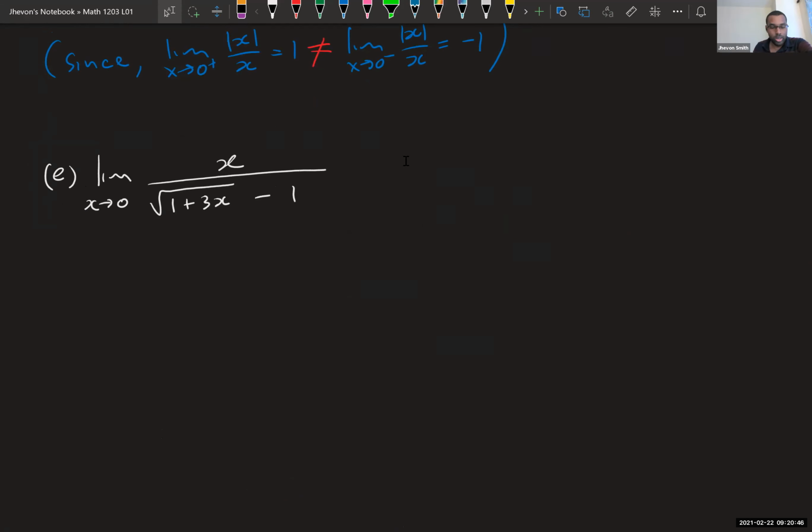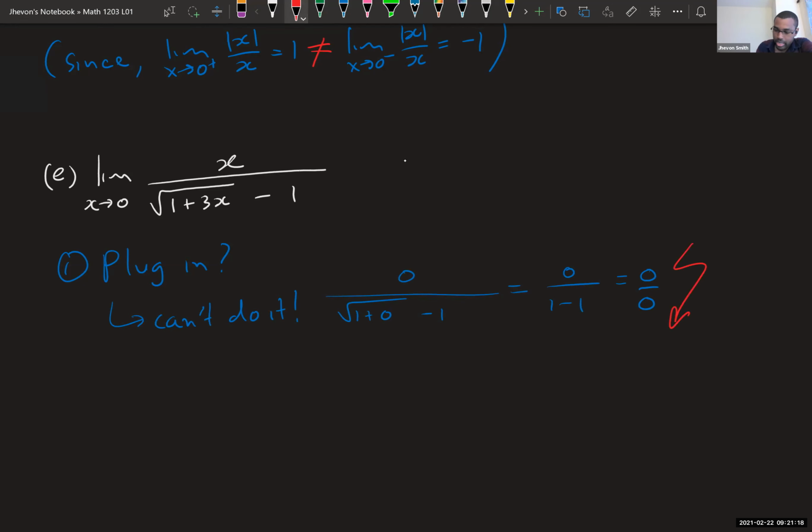Here's another one, right? The limit as x approaches 0 of this expression. Okay, so what do we do? Well, it looks complicated, but let's try to plug in, because that's step one. Can't do it. Why? Because in the denominator, if I plug in 0, I would get 1 plus 0 minus 1. That leaves me with 0 over 1 minus 1, which is 0 over 0. Lightning strikes. Even writing this is an offense punishable by death. So we're not even going to talk about that anymore.